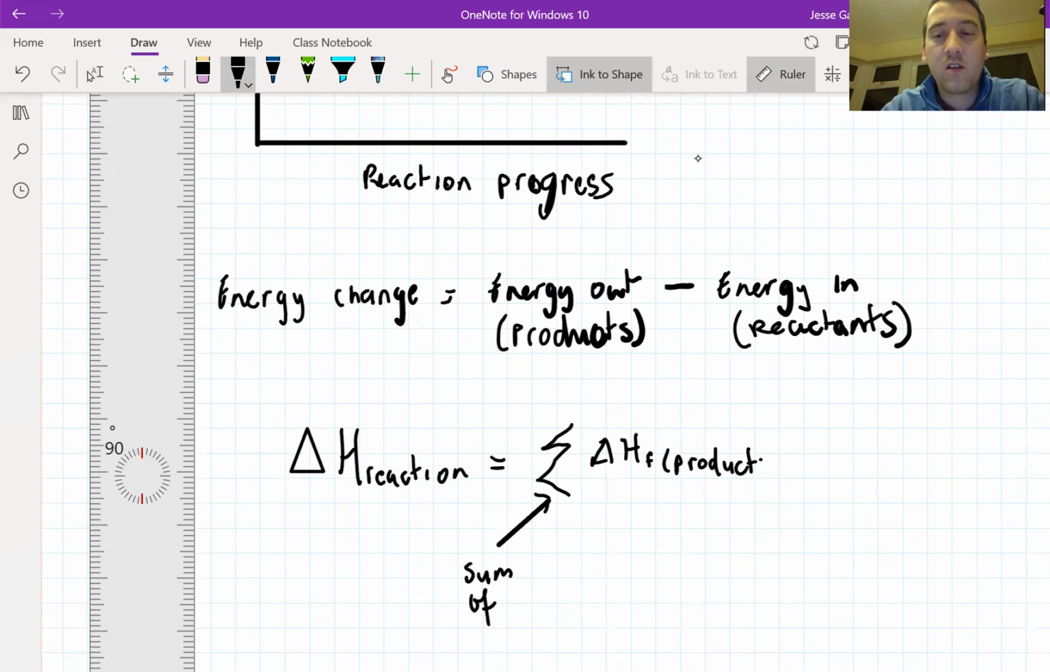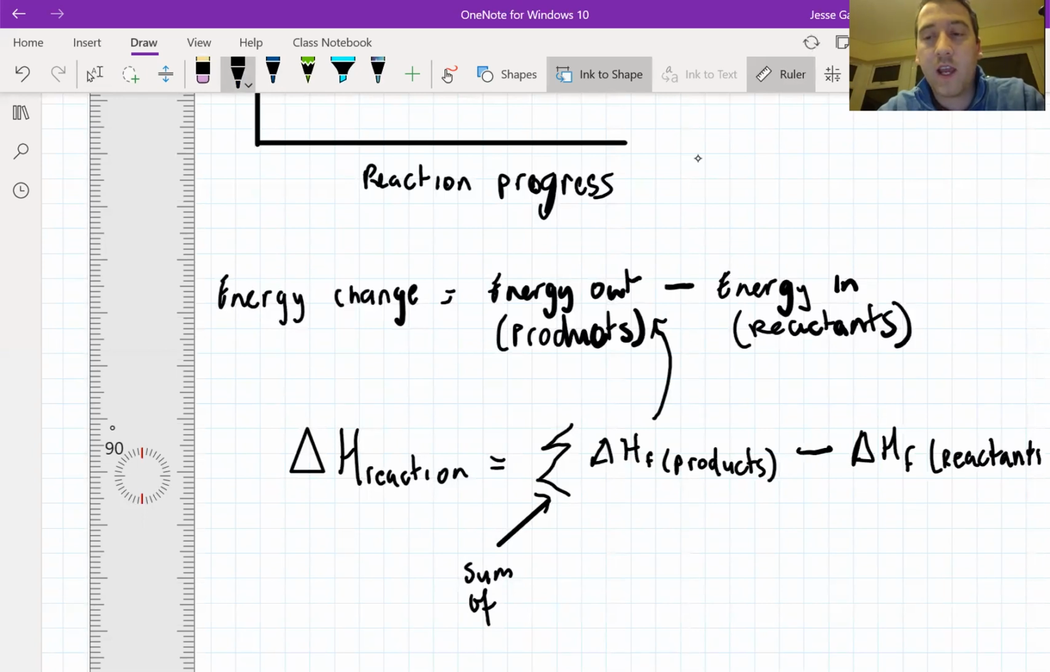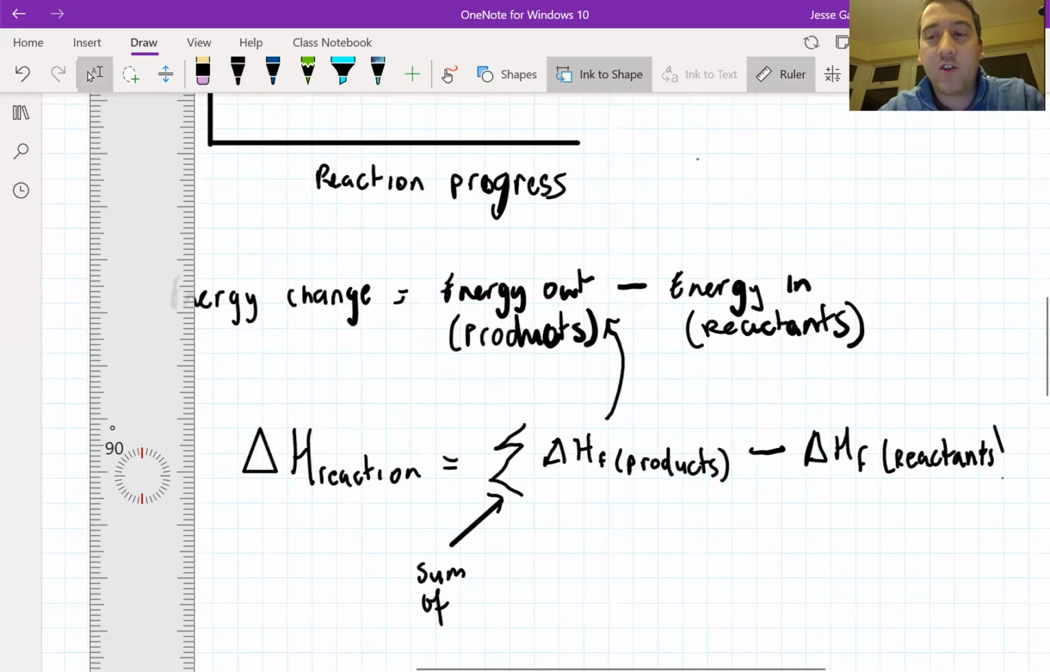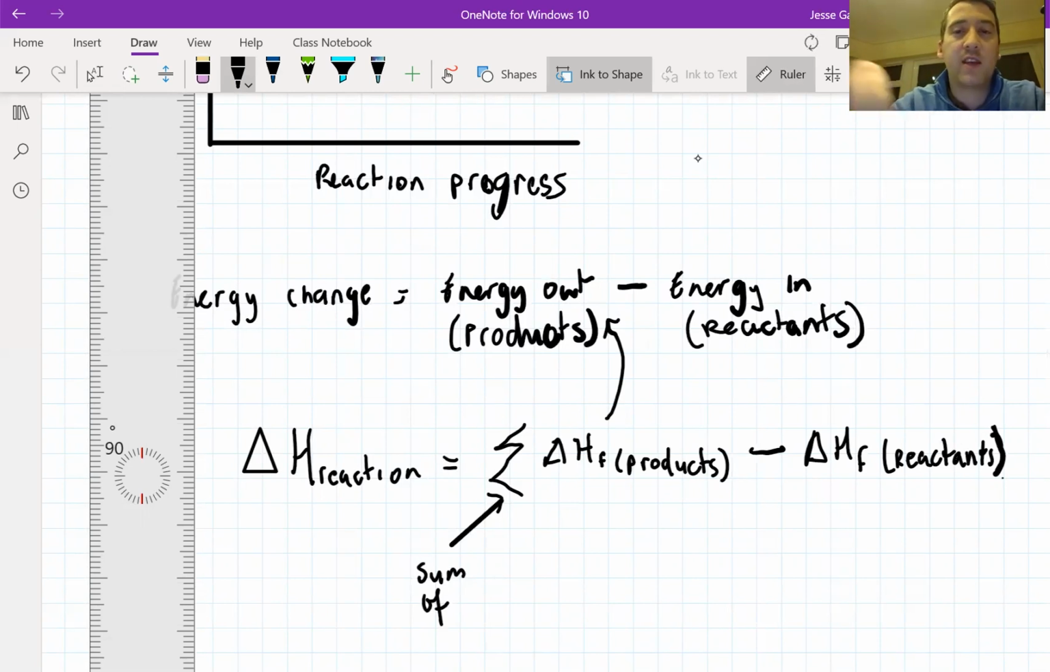So this is just replacing this up here, energy out. So the energy out is just delta H of formation of all the products, the sum of that, take away delta H of formation of the reactants, which is the same thing as the energy in. So the delta H of formation of the products is equal to the energy out. Delta H of formation of the reactants is equal to energy in.